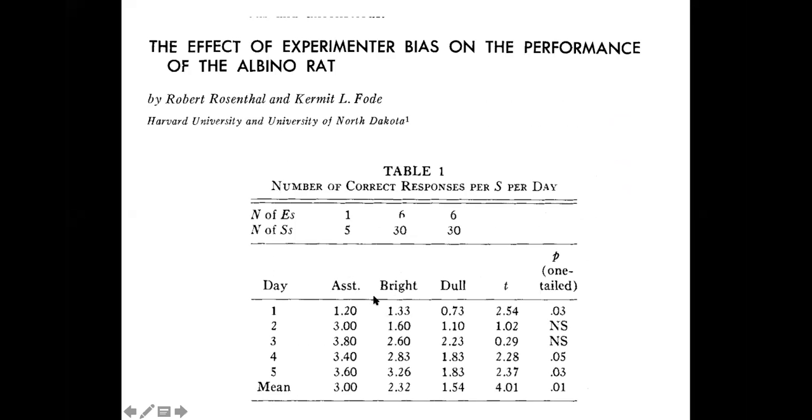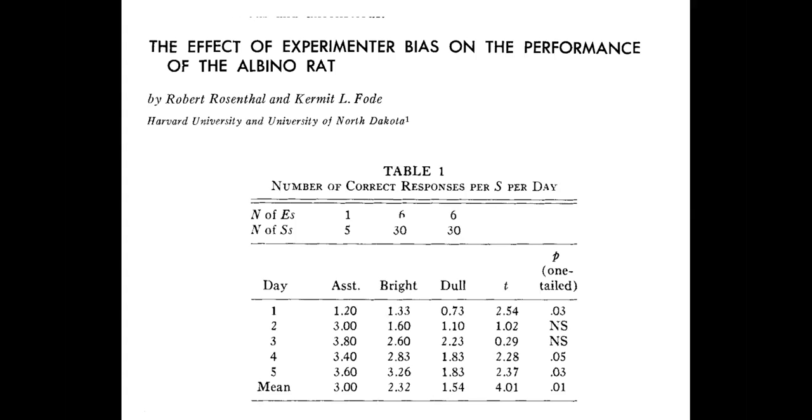Okay, here the column that is labeled bright is the results for the rats trained by experimenters that are told that the rats are bright. And the next column that is called dull are the results of the rats that are trained by experimenters that are told that the rats are dull. And here at the bottom, you can see the average number of correct responses for one group of experimenters that were told that the rats are bright, and for the other group.